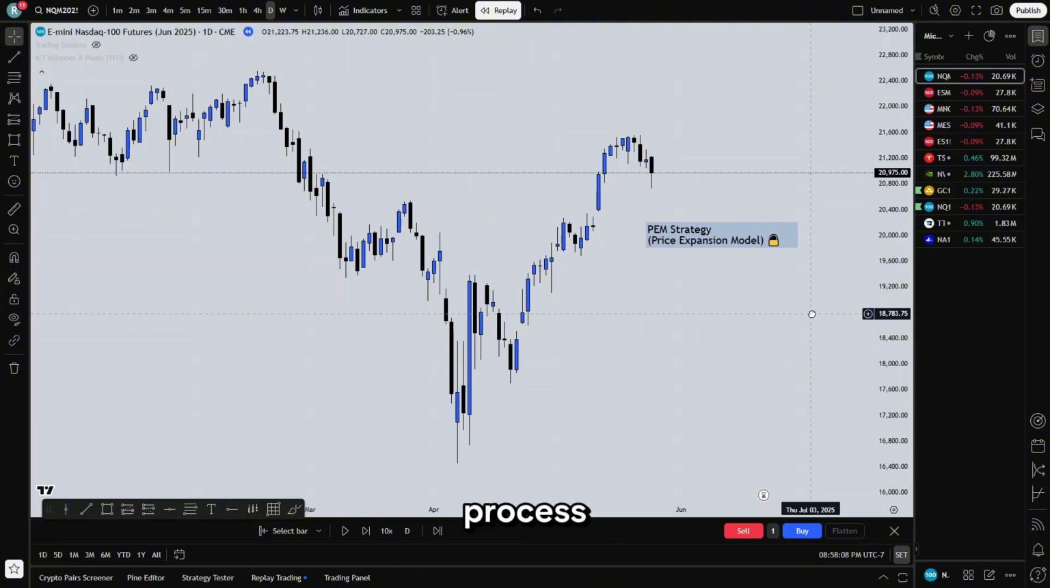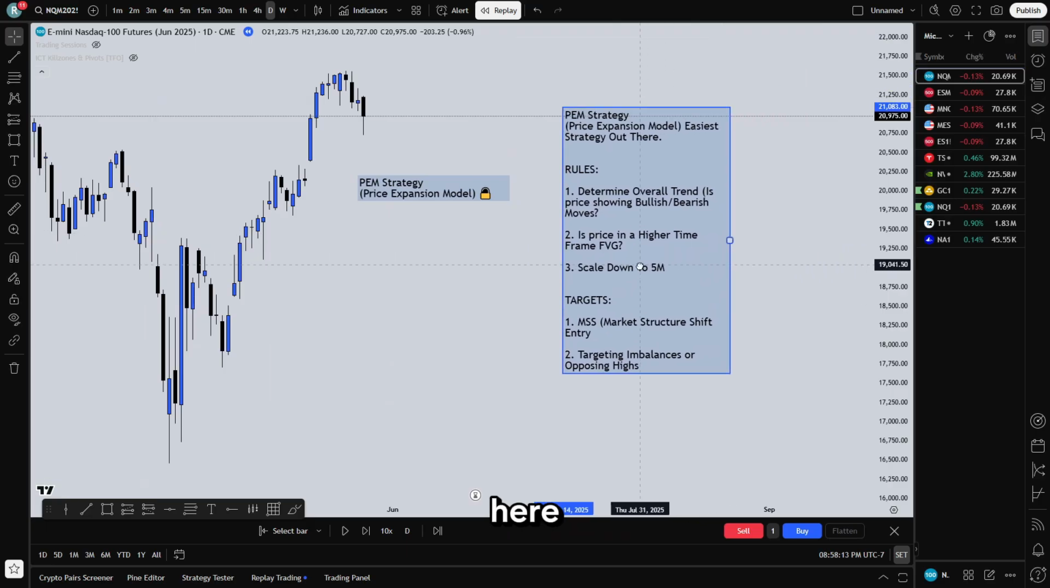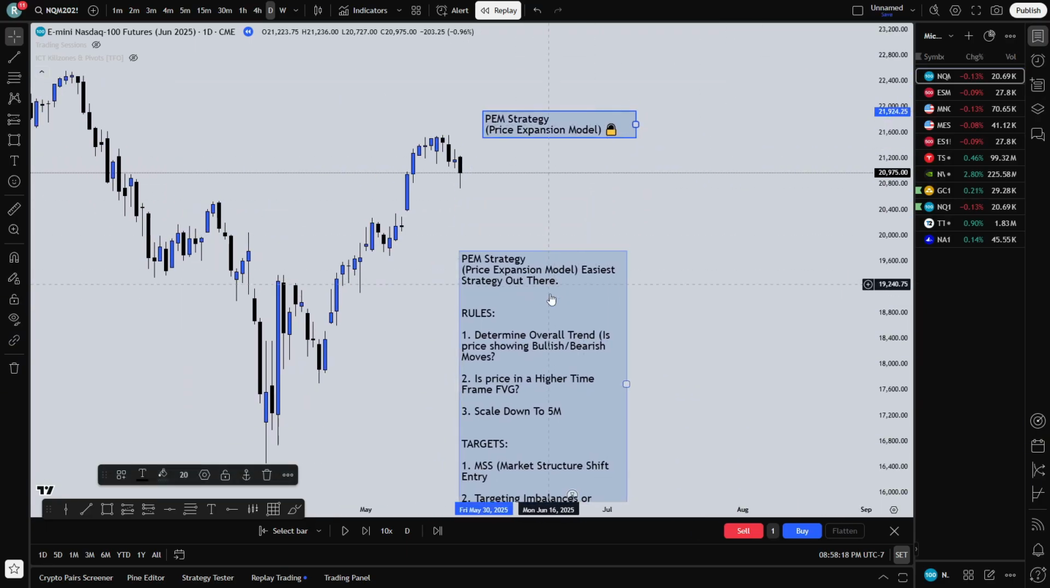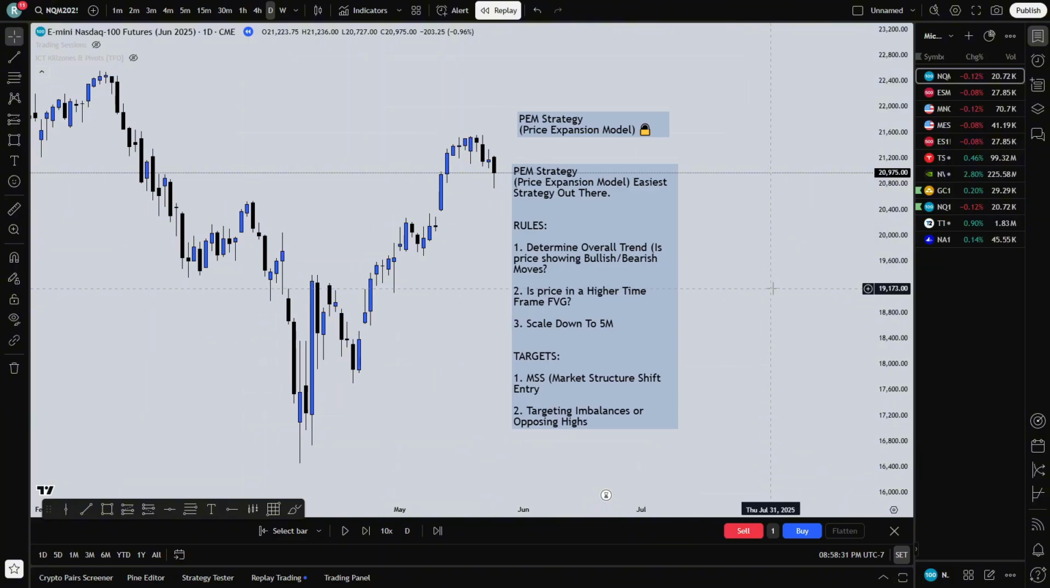This is a 3-step process, and then you have your entry. So let's go ahead, and here are our rules. Our PEM strategy is going to involve determining the overall trend, right? Is it bullish or bearish, and why is it showing that? The next thing is price in a higher time frame fair value gap. It has to be in order for this to work. Then scale down to 5 minute, and that's when you go to your targets.